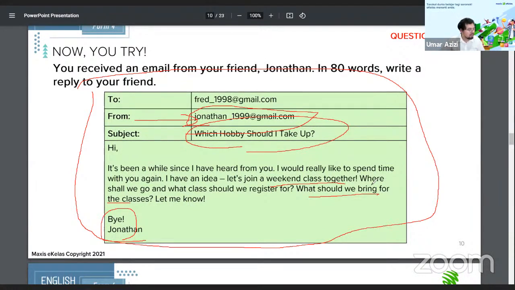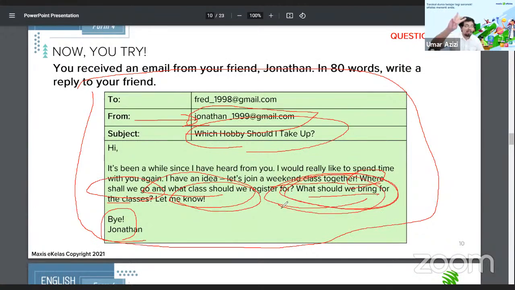Let me circle it out for you. Where shall we go? What class do we do? And what should we bring? So 3 main questions underneath the hobby. So as Fred, because you are Fred now, and you're replying to Jonathan, you need to answer these 3 questions. Answering these 3 questions alone will already amount to around 40, 50 words.